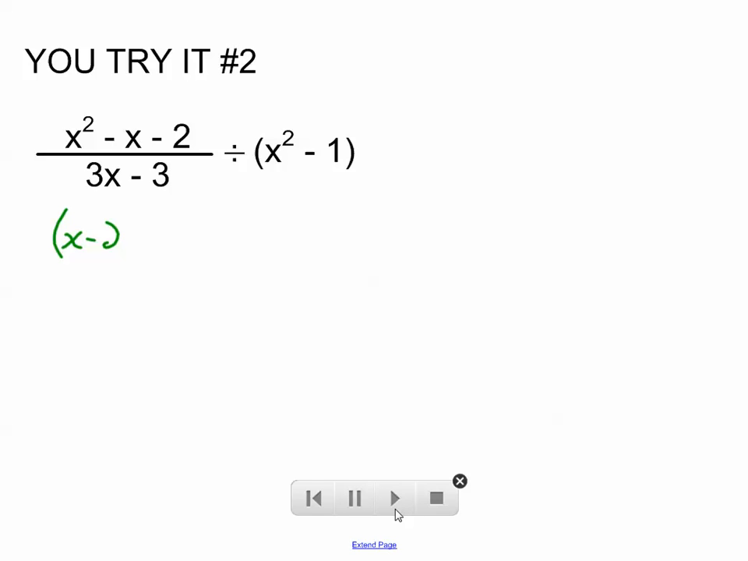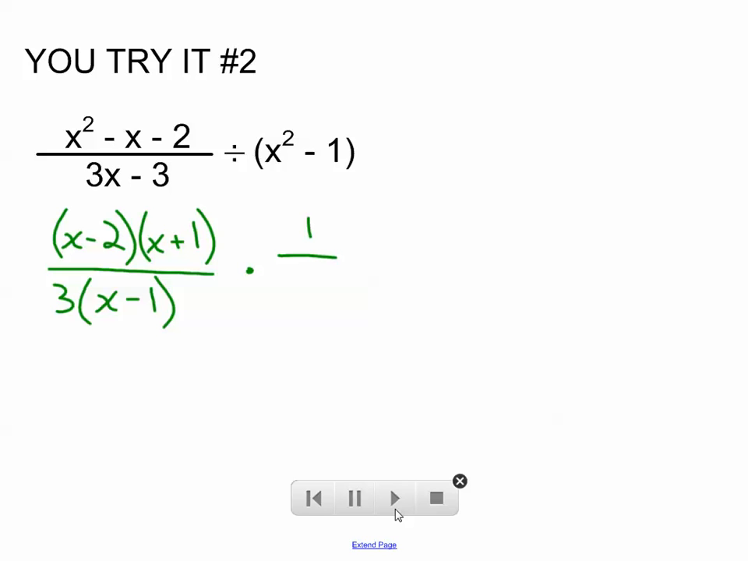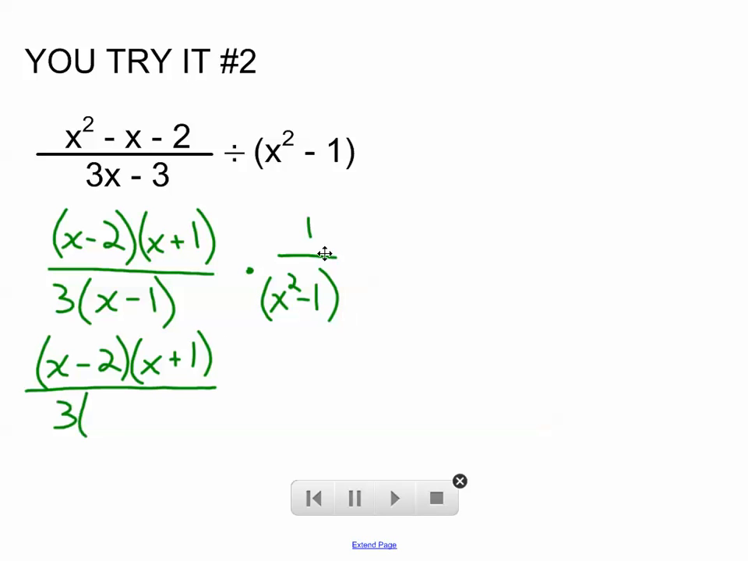Okay, x squared minus x minus 2 can be factored to x minus 2 times x plus 1. And in 3x minus 3, we can take the greatest common factor of 3 out. Instead of dividing by x squared minus 1, we'll multiply by its reciprocal, 1 over x squared minus 1. However, you can see there's nothing to cancel out here, but that's because x squared minus 1 is not factored yet. That's the difference of squares. So that would be x plus 1 times x minus 1.